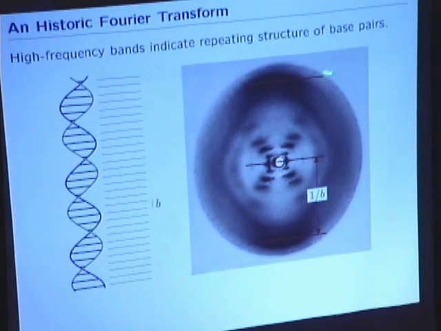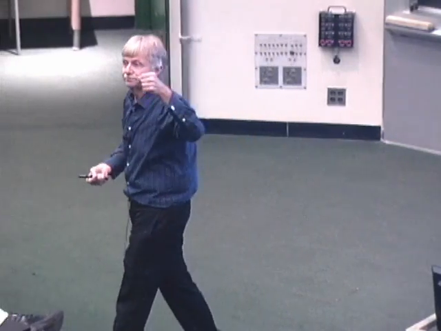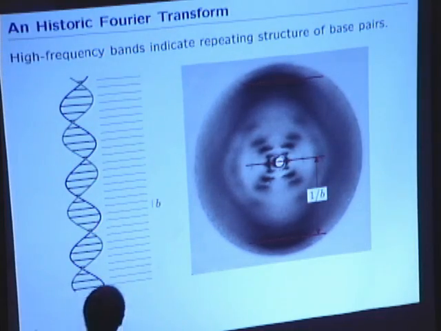So there's a high-frequency band. If you imagine that what you're seeing is three bright points from a diffraction pattern like I showed previously, this and this represents a high frequency. This represents DC. So the distance between DC and the high frequency is telling you something about the inverse distance between base pairs. The highest frequency in the X-ray picture is inversely related to the distance between the base pairs.